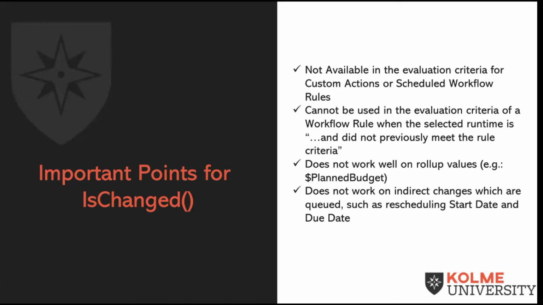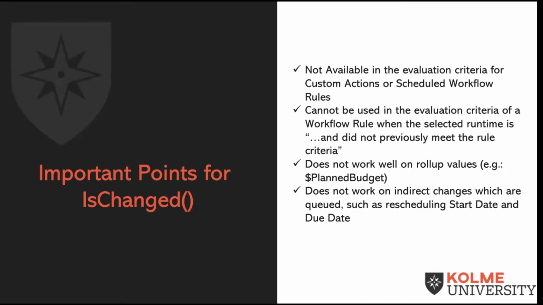Another important point is this function will not work well to monitor changes in roll-up fields, for example, like a planned budget on a project level. And it does not work for indirect changes, like monitoring the project level due date for changes caused by a scheduled change in child tasks. This is a really important thing to understand about IsChanged, that it does not work so well when you are looking at indirect changes, as you say.